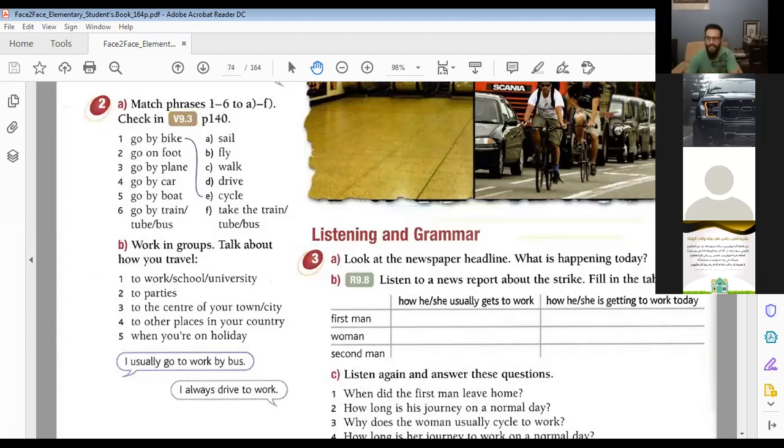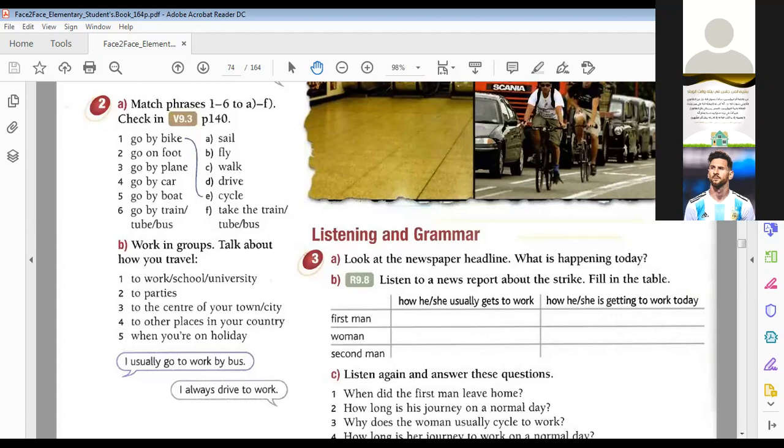Okay, very nice. And what about you, Aisha? How do you usually go to work? I usually go to work by car. By car, okay. And for example, if you want to go to the city center, how do you usually go there? By car, also by car. Okay, very nice.